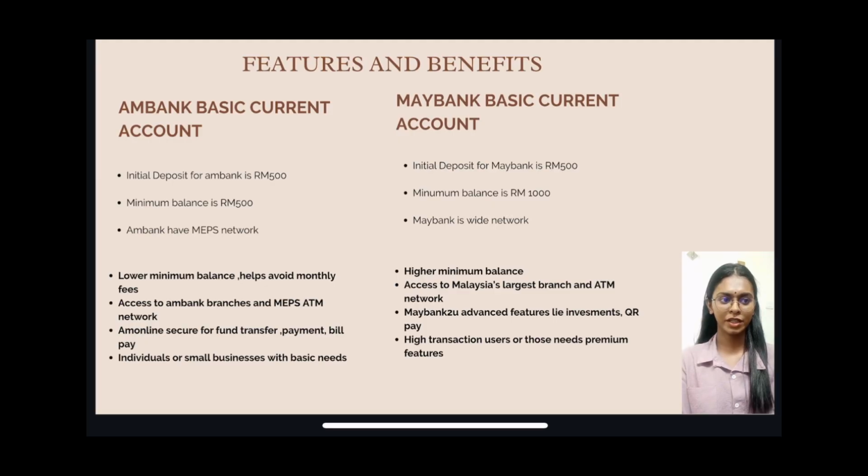Features and benefits of mBank Basic Current Account and Maybank Basic Current Account. For mBank Basic Current Account, the initial deposit is 500, the minimum balance is 500, and mBank has the MEPS network. The benefits: first, lower minimum balance, which helps avoid monthly fees. Second, access to mBank branches and the MEPS ATM network. Third, online security for fund transfer, payment, and bill pay. Fourth, suitable for individuals or small businesses with basic needs.